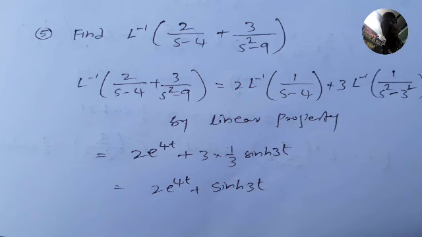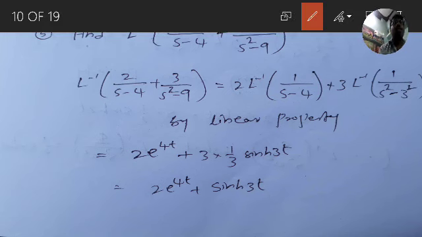Fifth problem. Find L inverse of 2 by s minus 4 plus 3 by s square minus 9. What to do in the first step? By linear property, take constants outside. Very good, guys. Take all the constants outside. Here the constant 2 outside and constant 3 outside of the inverse Laplace transform.